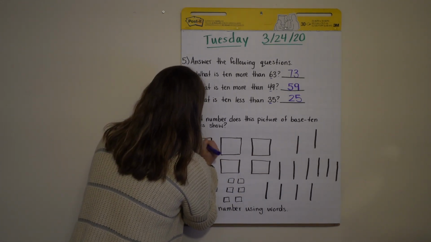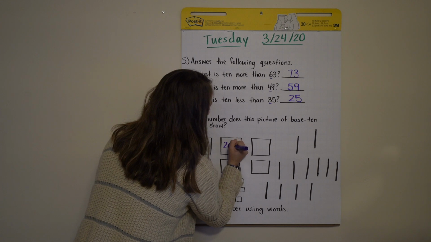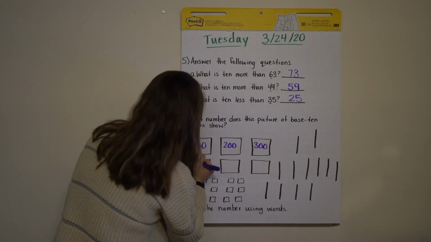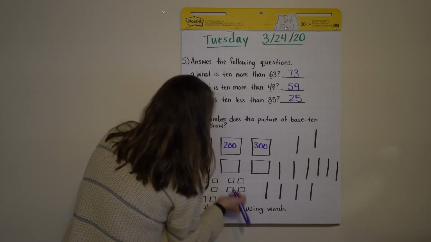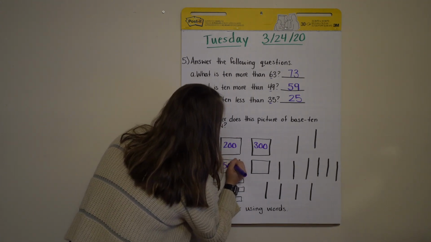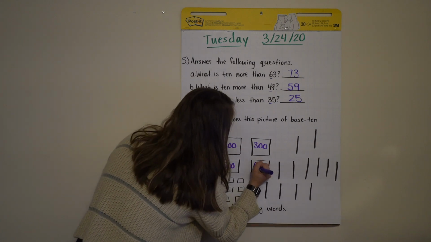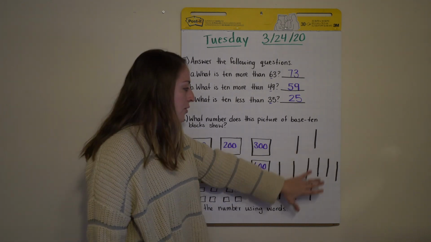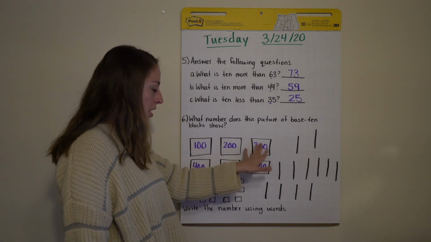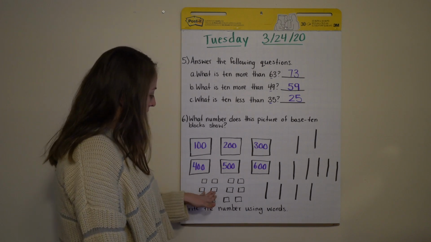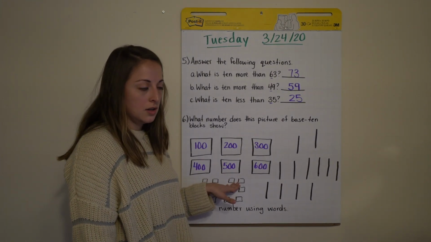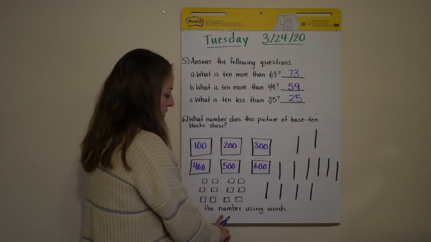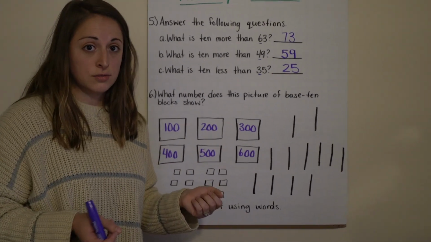So 100, 200, 300, 400, 500, and 600. Now, you're going to regroup this. You're going to see if you can make another 100 with your 10s, and then you're going to see if you can make a 10 stick with your 1s. So go ahead and do that, and then I want you to write your number using words when you finish.